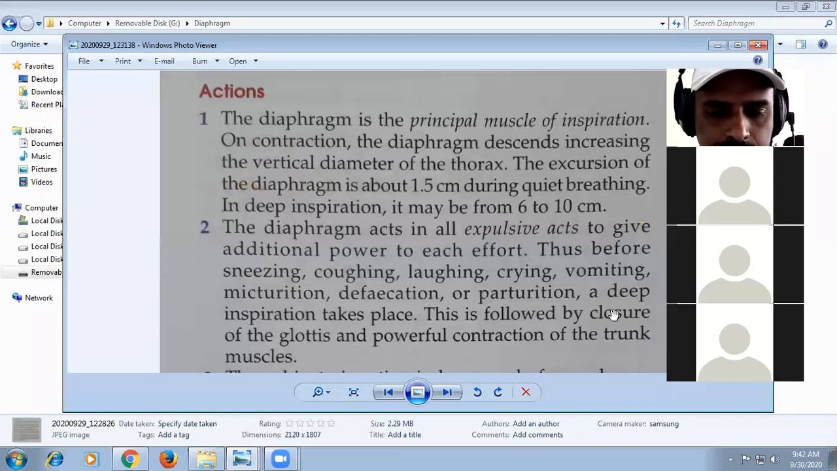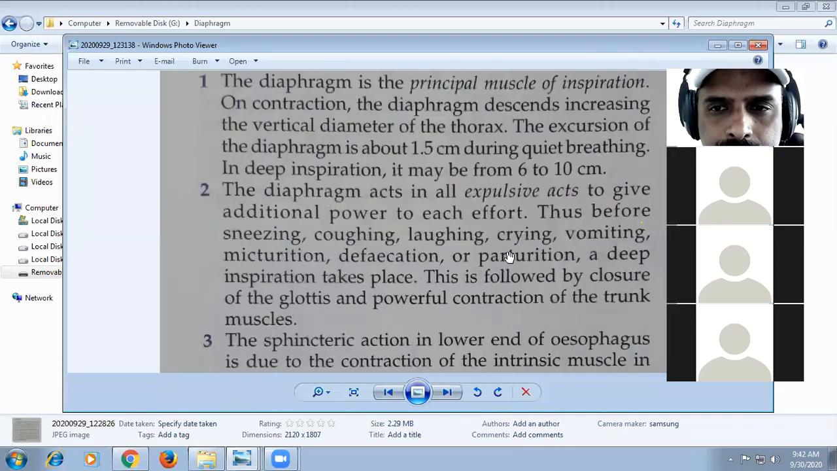Means, as I have told in the definition, it is one of the principal muscles of respiration. In respiration, inspiration plus expiration equals respiration. So the diaphragm is the principal muscle of inspiration, breathing air inside. On contraction, the diaphragm descends, increasing the vertical diameter of the thorax. This you have to remember as the first action: the diaphragm is the principal muscle of inspiration.